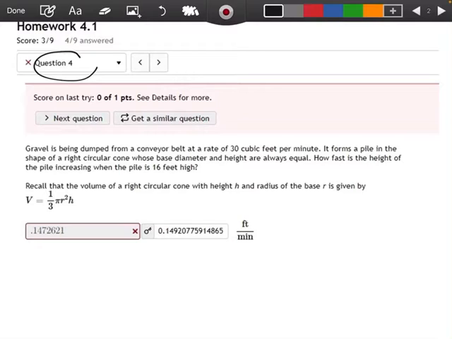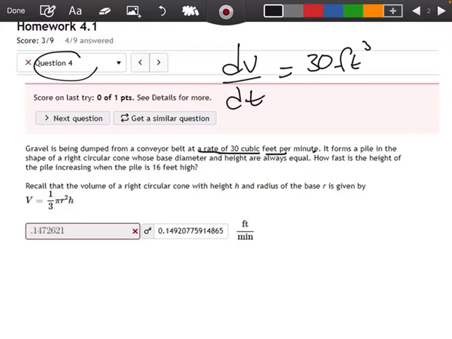Okay, so they're giving me the rate, and the rate is 30 cubic feet per minute. Okay, so give me 1 second here, y'all. My pen is freezing up again. Here we go. Okay, so that's telling me that my dV/dt is going to be 30 cubic feet per minute.